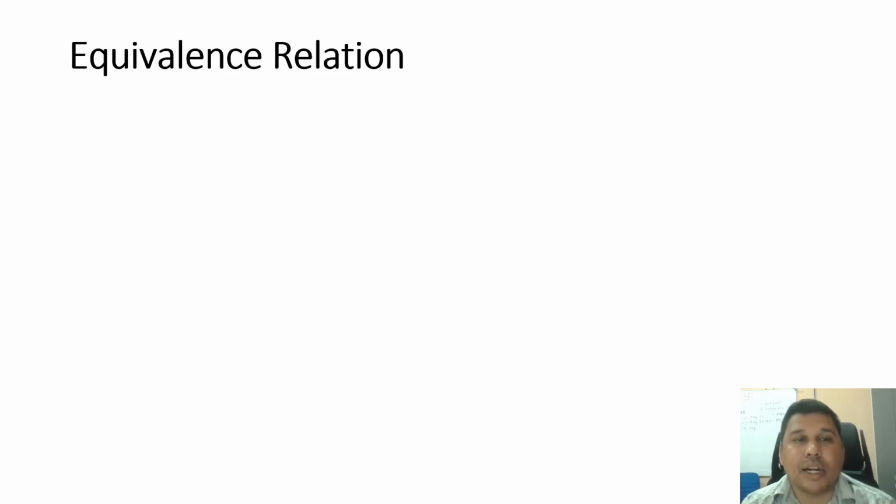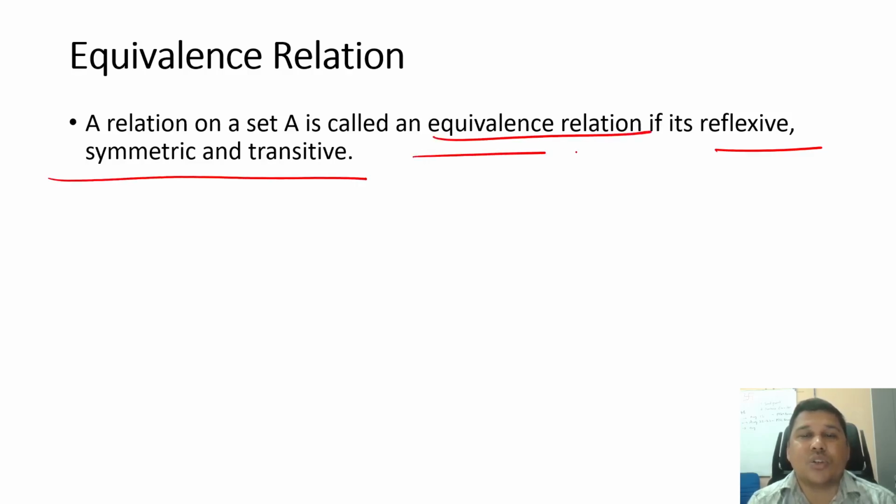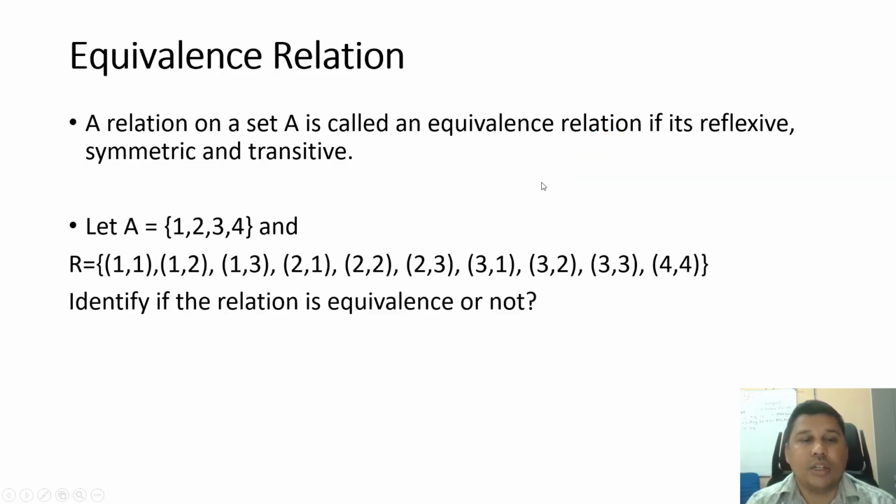The last important concept here is equivalence relationship. If any relation R is all three, reflexive, symmetric and transitive, that kind of relationship is called an equivalence relationship. So find out whether this is an equivalence relationship or not.